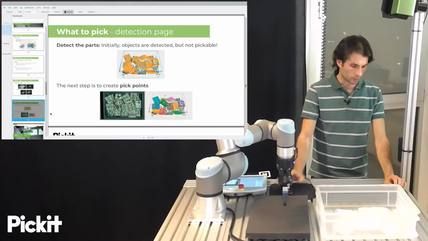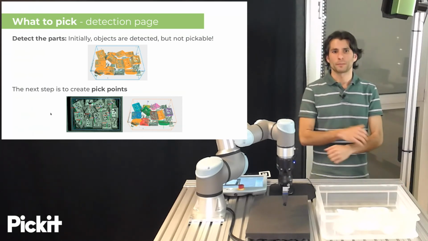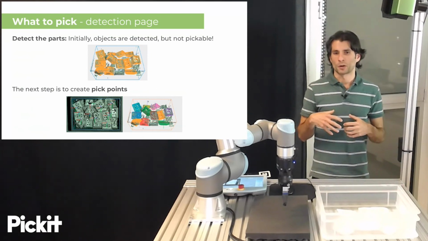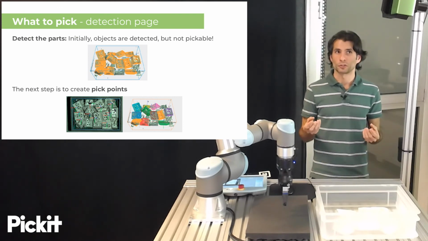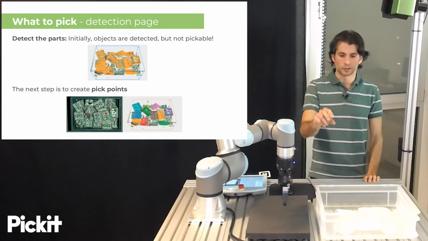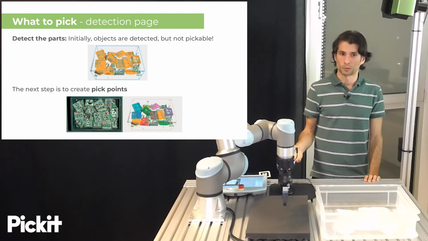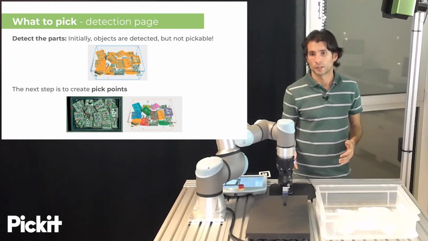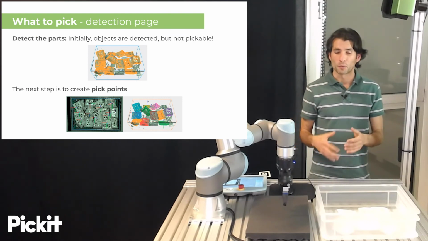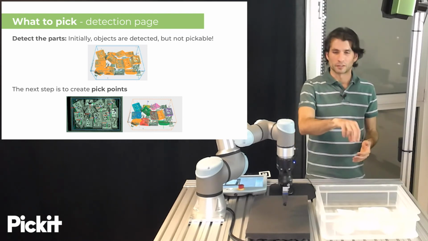So if we go back to our presentation here, we see that we are now able to detect the parts, but Pickit cannot yet pick them because it doesn't know where in the part it should go with the robot tool. So the next step, and this is the scope of the next video, is on how we tell Pickit where to pick the object.